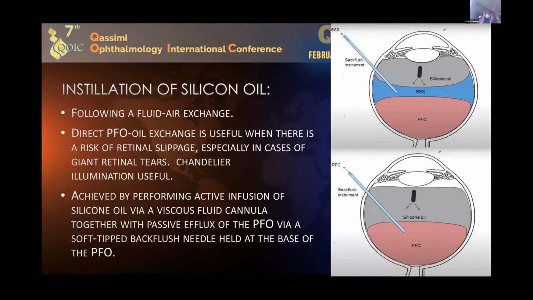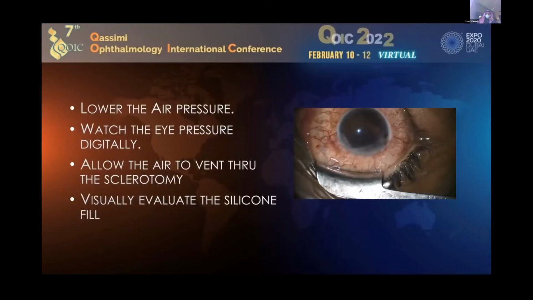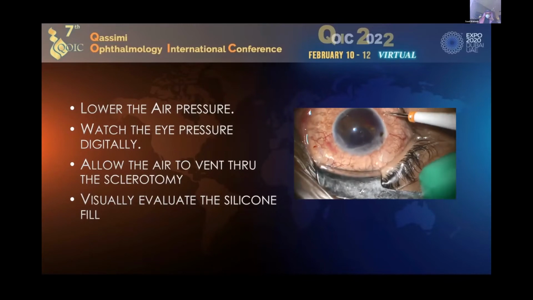When you're installing silicone oil, there are different ways of doing that. You can just do airflow exchange and then put silicone, or you can do direct PFO silicone exchange, for example, in cases of giant retinal tears when you're worried about slippage. The whole idea is to be in the right meniscus. So if you're doing airflow exchange, you stay in the fluid until you have good airflow. If you're doing PFO silicone exchange, you want to stay in the PFO, otherwise you get blockage, and that's what you want to do. You want to make sure you finish in the right meniscus with your backflush, or with your infusion, sorry, with your vitrectomy.